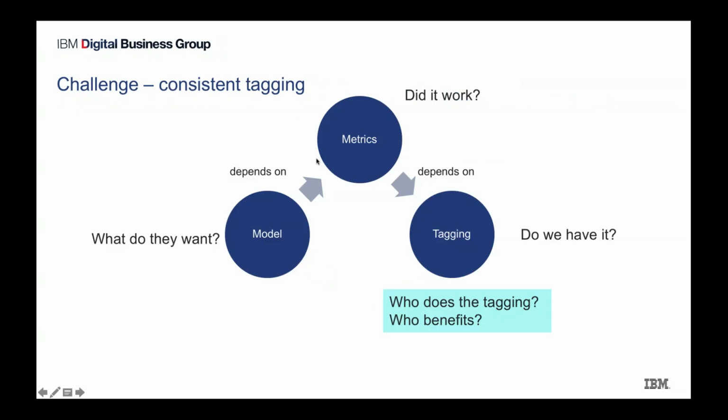And the biggest challenge here is actually that consistent tagging. If we want to say, what do they want? That's sort of our model of the audience and its relationship with topics and the user journey that they're going to be on. And ultimately, that depends on metrics. Do we want that model to be based on actual measurements of what people do express interest in and in what order?